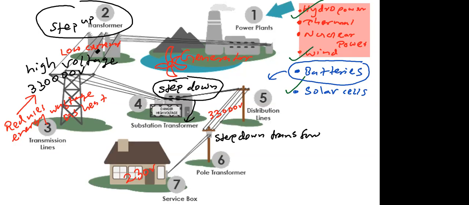This is very important. If they ask a question in the exam, why is transmission done under high voltage, what is the answer? To reduce the wastage of electrical energy as heat, or else to minimize heating up of the wires during transmission. What type of metal is used for this? Aluminium wires. Aluminium. Why is aluminium used?